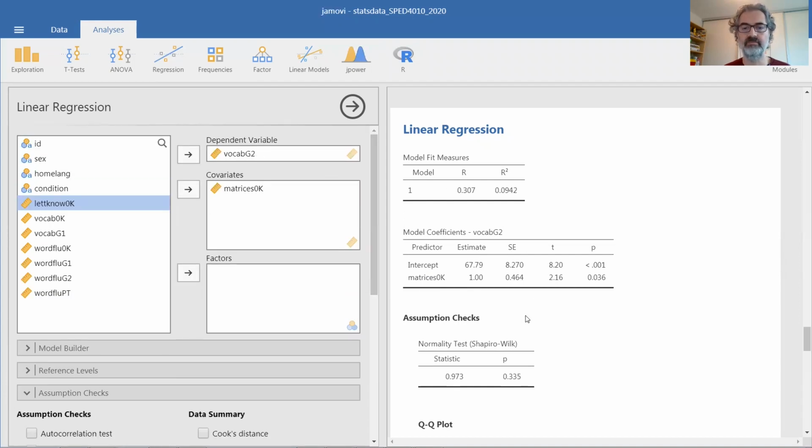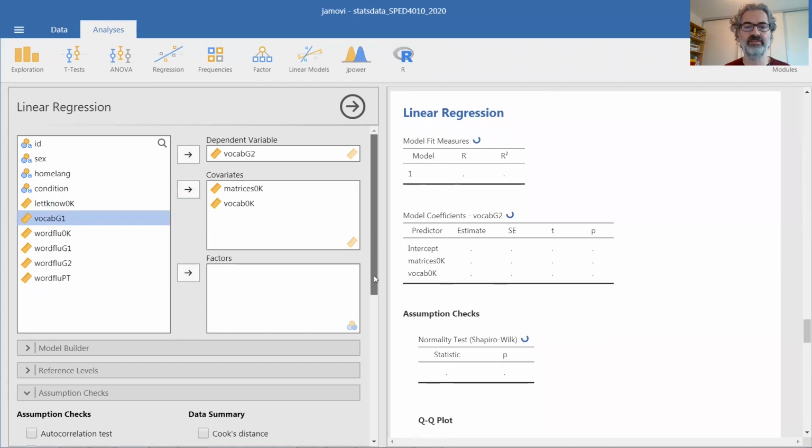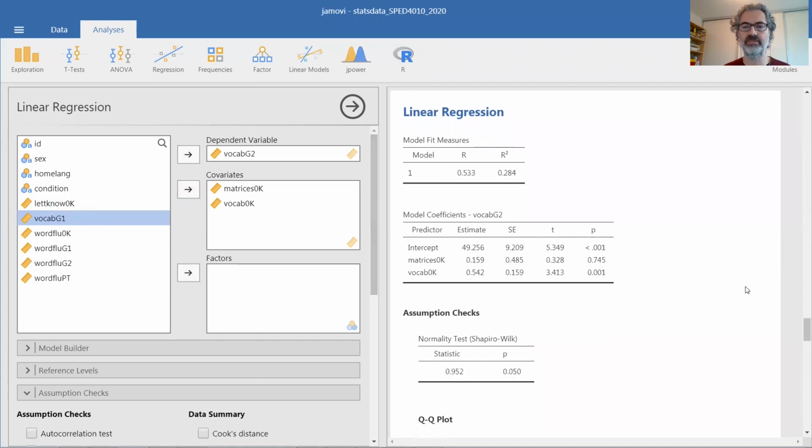Conversely, if we know vocabulary in kindergarten, does it help us predict vocabulary in grade 2 beyond what matrices predict? So these are two different questions. We're going to look at both because they're done in the same way, but you have to make an opposite choice.